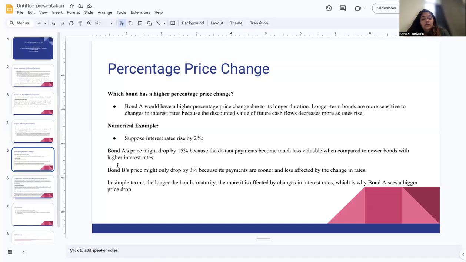As we discussed, if the interest rates get high, the bond price will come down. The price of bond B might only drop by 3%, because its payments are coming sooner, as it only has 5 years of maturity, so it is less affected by changes in interest rates. In similar terms, the longer the bond's maturity, the more it is affected by the interest rate, as we have discussed till now.